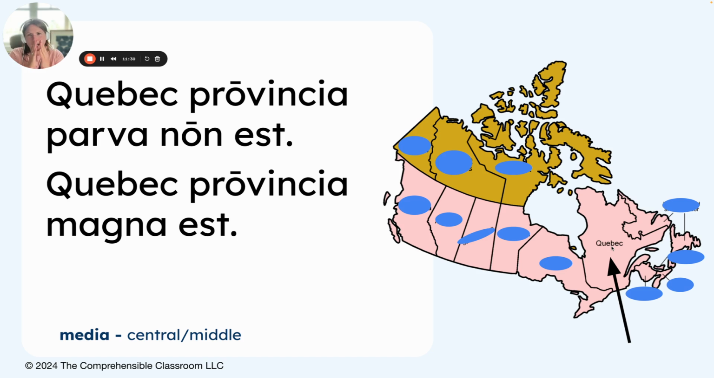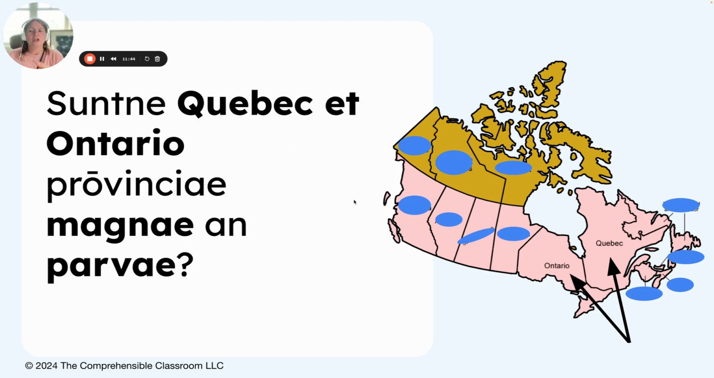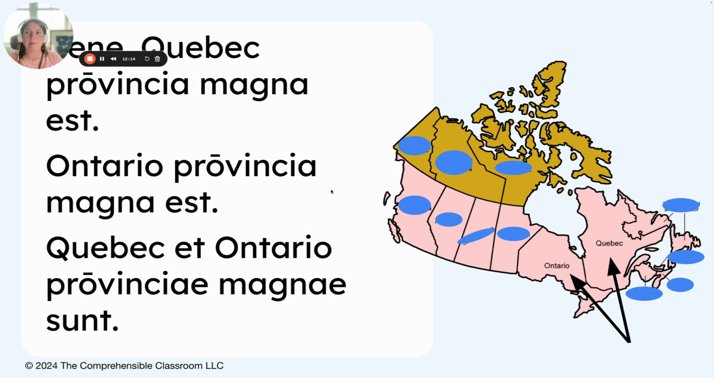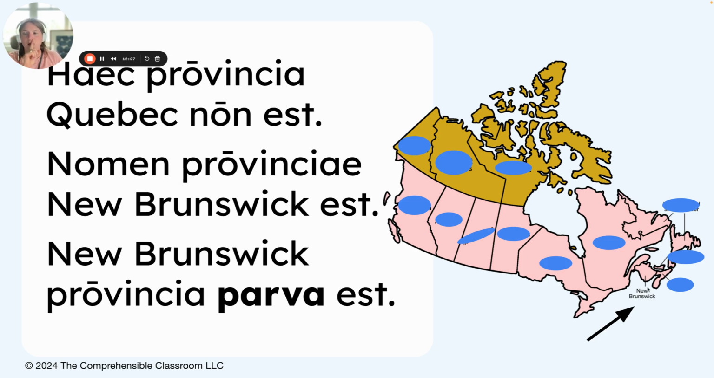Quebec provincia parva non est. Quebec provincia magna est. Sunt ne Quebec et Ontario provinciae magnae parvae? This one looks a little different because everything's plural. It's sunt, which is our plural verb. Provinciae is plural, provinces. Magnae is the plural for big. Parvae is the plural for small. Sunt ne Quebec et Ontario provinciae magnae parvae? Bene, Quebec provincia magna est, Ontario provincia magna est. Quebec et Ontario provinciae magnae sunt. Haec provincia Quebec non est.